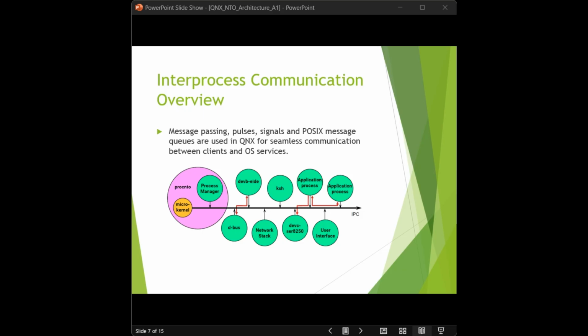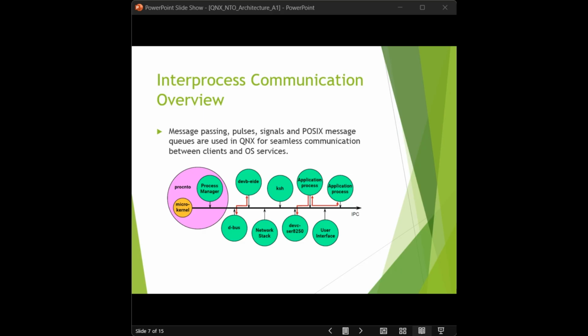When we talk about inter-process communication, let us take a real-time example in an industrial automation system. A sensor process sends data to a controller process. The controller then sends a command to an actuator. All this communication happens securely and safely using IPC.